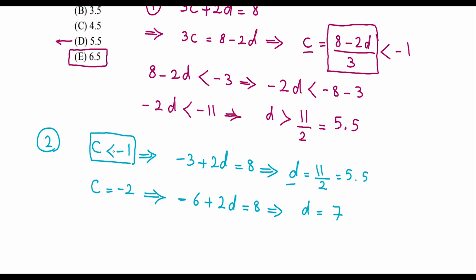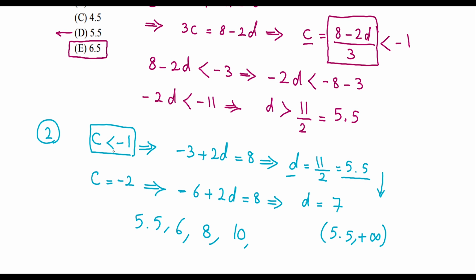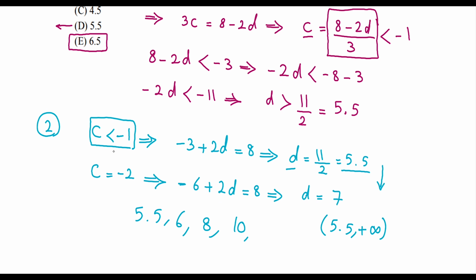Okay, so we understand that the restriction of d is 5.5, and we should have greater d. For example, 5.5, 6, 8, 10, and the interval of d is 5.5 to positive infinity. So we can choose this choice.